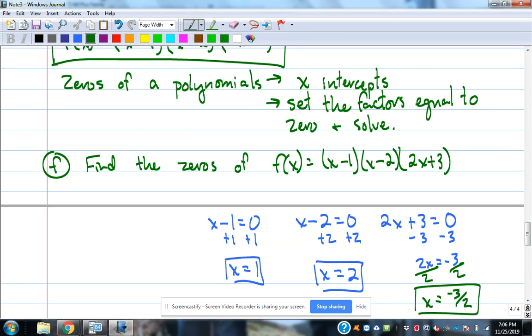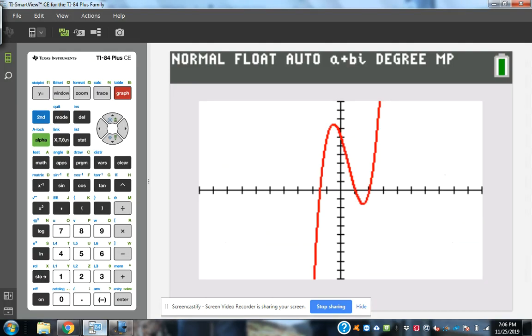Let's go back to the graph that we used earlier and look at the relationship between these numbers and where it's crossing the x-axis. It's crossing the x-axis at positive 1. This is positive 2. And what's negative 3 over 2 as a decimal? Negative 1.5. Here's negative 1, here's negative 2. That's right there halfway in between, right? So the places where the graph crosses should be the zeros of the polynomial, okay?